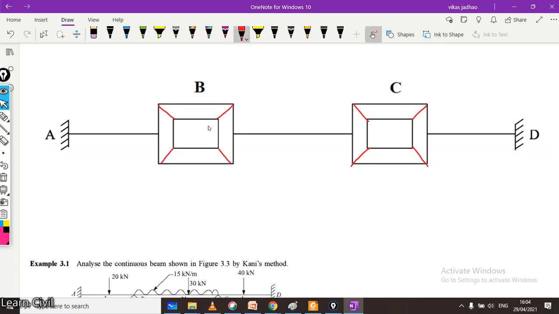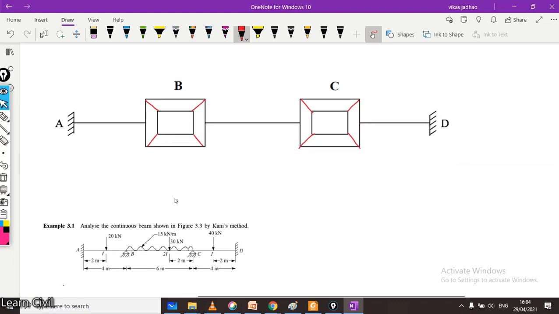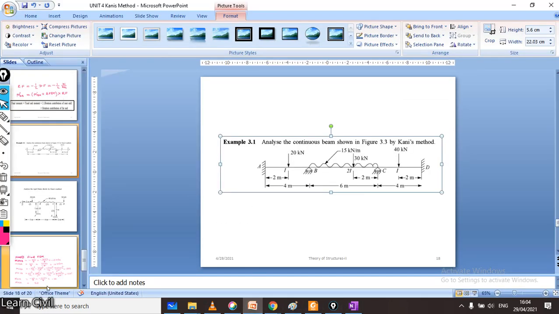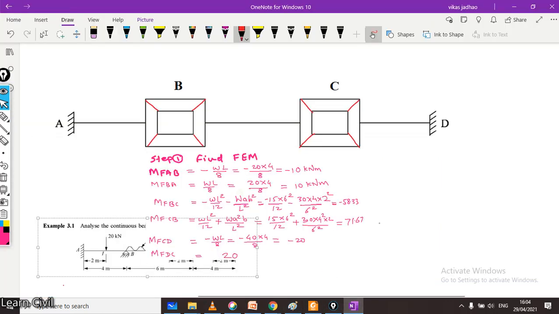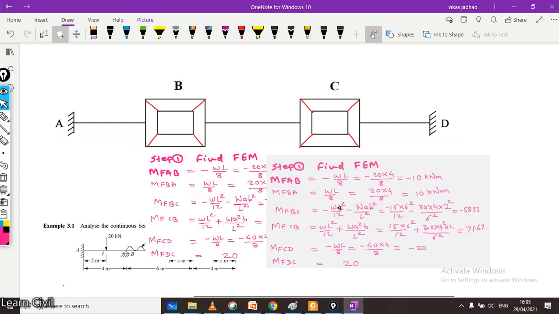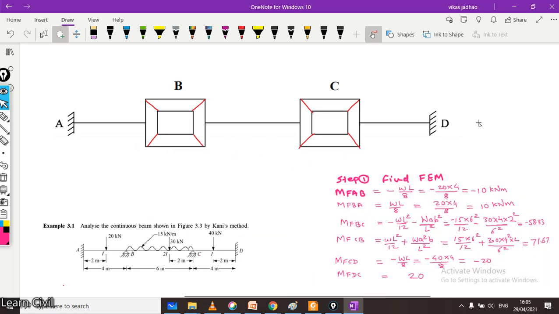So write down the fixed end moment values. We have already calculated the fixed end moment values, and I had copied them here. We have MFAB equal to minus 10 kilonewton meter, so write down minus 10 here. MFBA is plus 10 kilonewton meter, so write down plus 10 here.